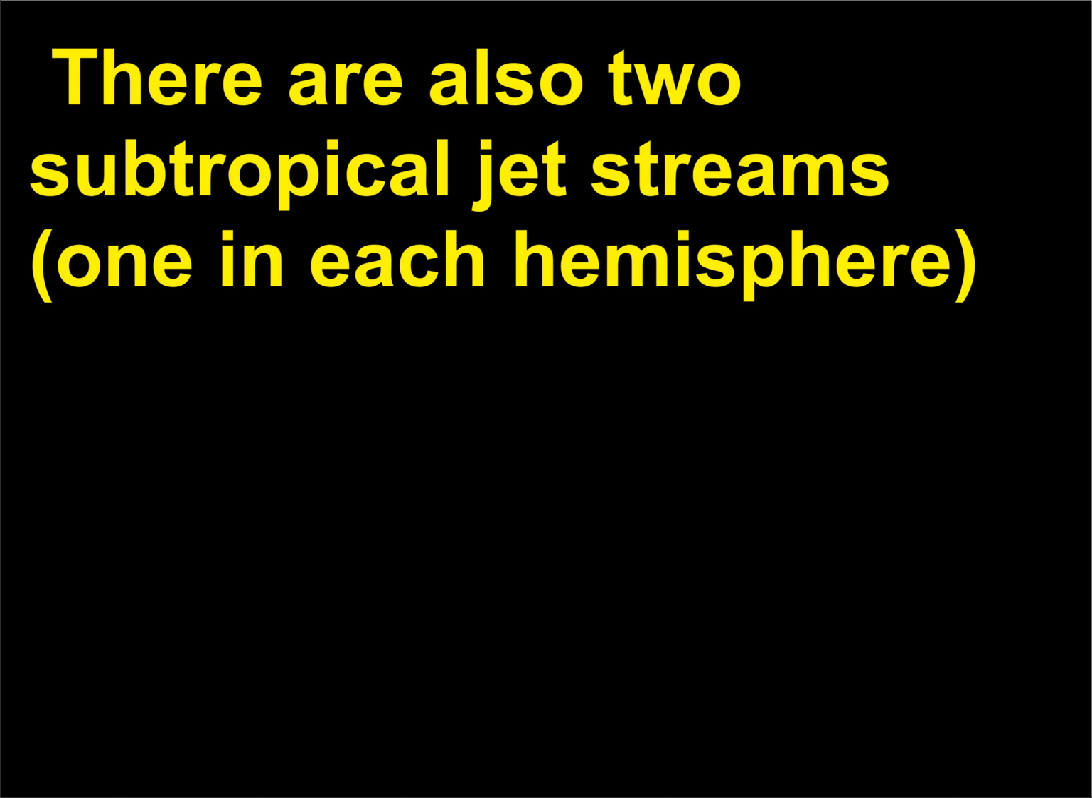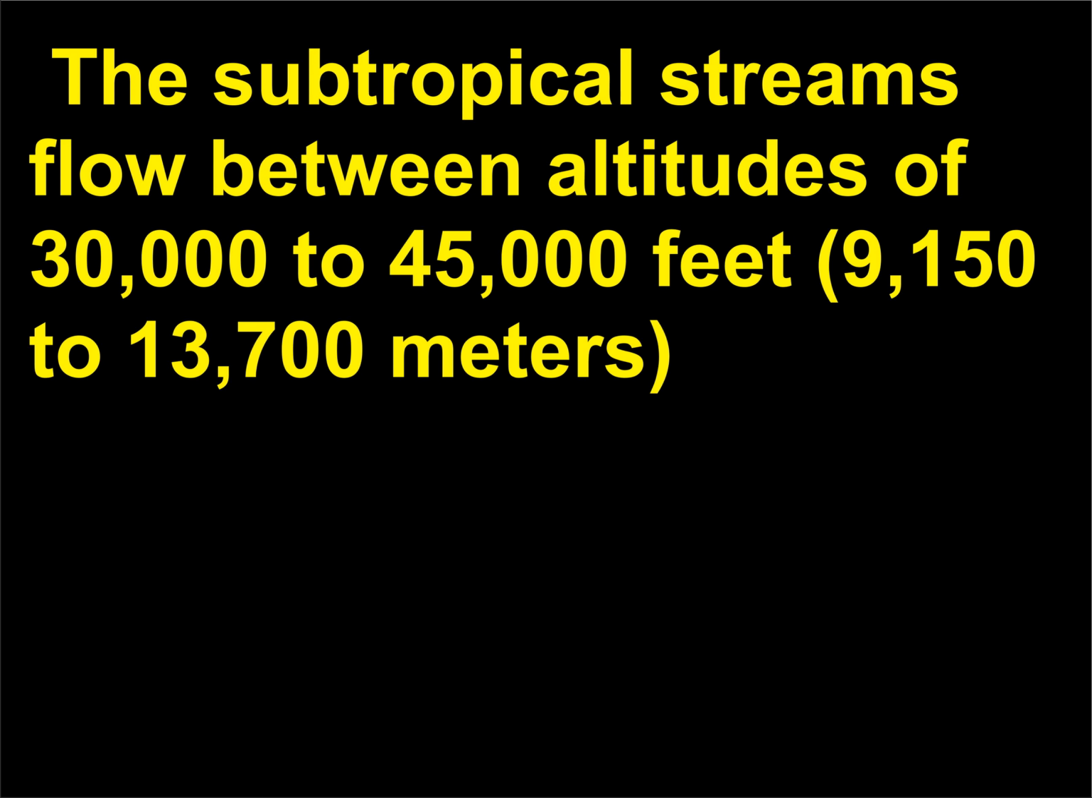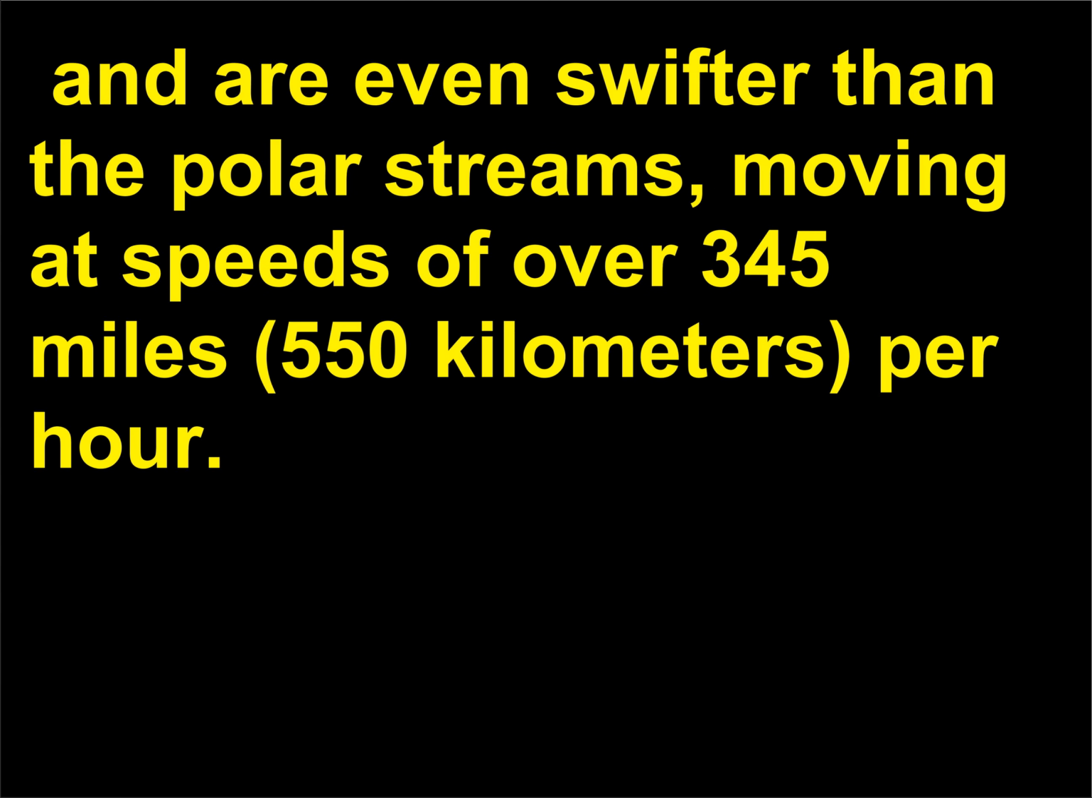There are also two subtropical jet streams, one in each hemisphere, that range between 20 and 50 degrees latitude. The subtropical streams flow between altitudes of 30,000 to 45,000 feet, 9,150 to 13,700 meters, and are even swifter than the polar streams, moving at speeds of over 345 miles, 550 kilometers, per hour.